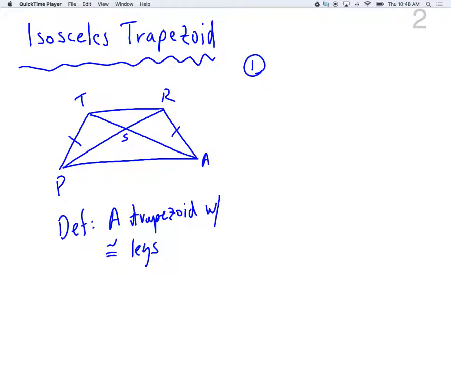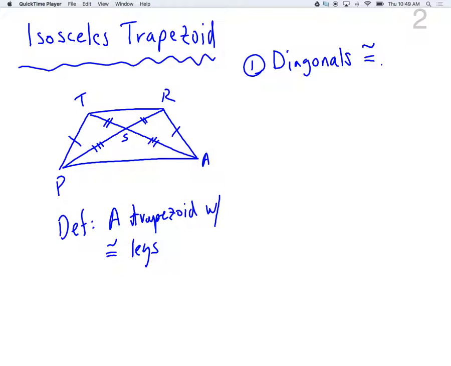Because they don't bisect each other. You're suggesting, however, that TS is congruent to SR. Would that make SP congruent to SA? Okay, so if TS is equal to SR and SP is congruent to SA, what does that tell you about the diagonals? They're congruent. If these little guys are congruent, and these little guys are congruent, then the big guys are congruent, and therefore the diagonals are congruent. They don't bisect each other, but they do cut each other into the same proportion.